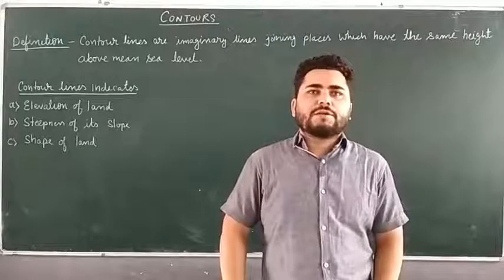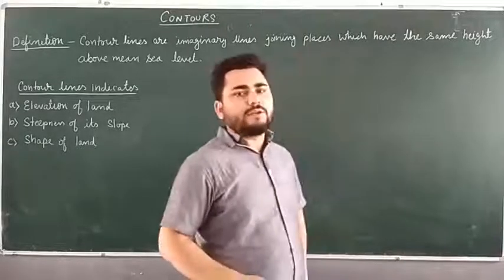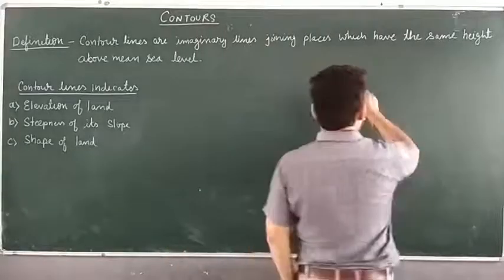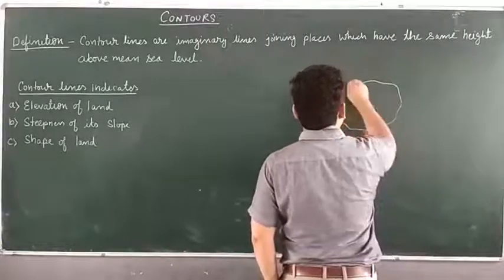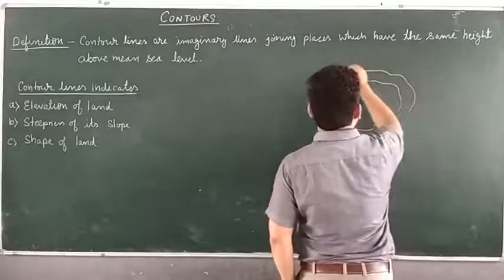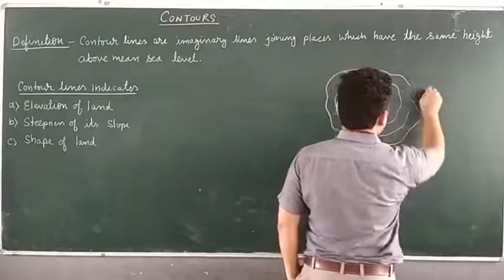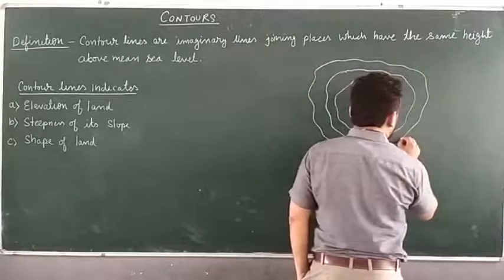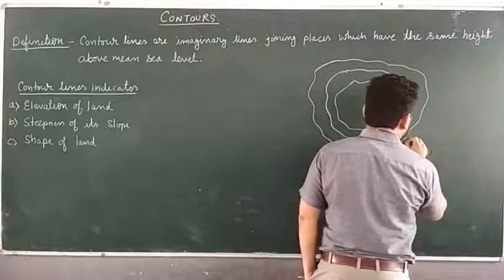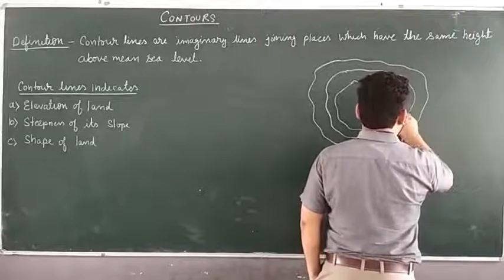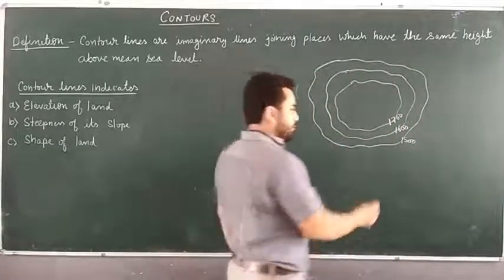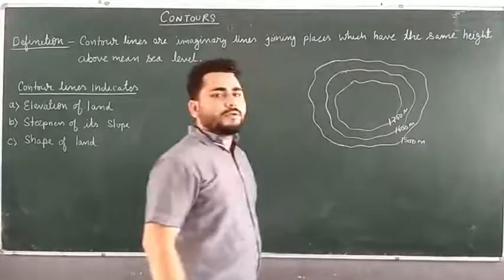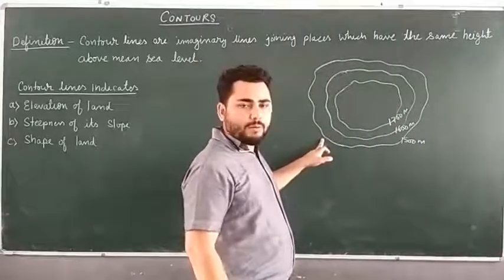So first of all, let me tell you how contour lines look. When you open a topo sheet or a topographical map, on that map you find some lines running in brown color. And over here their height is written like 1500, 1600, 1700, something like that, in meters. It is always meters. So these lines are shown in brown color.